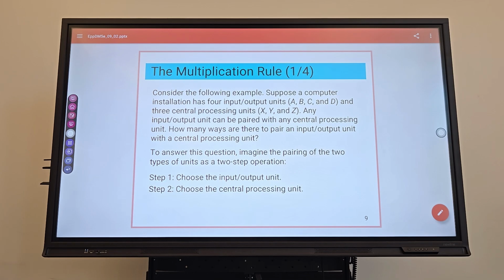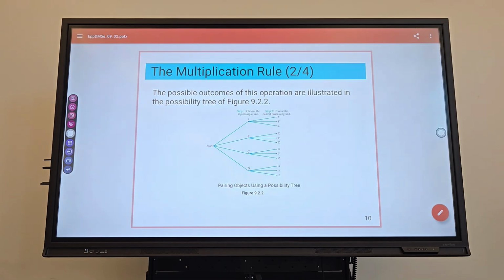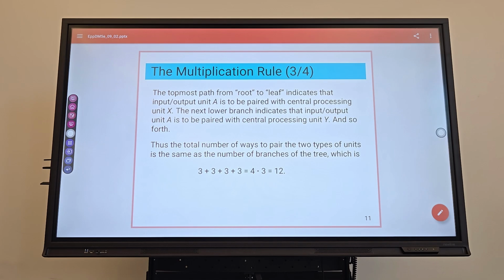To answer this question, imagine the pairing of the 2 types of units as a 2-step process. Step 1, choose the input-output unit. Step 2, choose the central processing unit. The possible outcomes of this operation are illustrated here, and you can see easily that there are 12 possible pairings. The topmost path from root to leaf indicates that the input-output unit A is to be paired with central processing unit X, and so on and so forth.